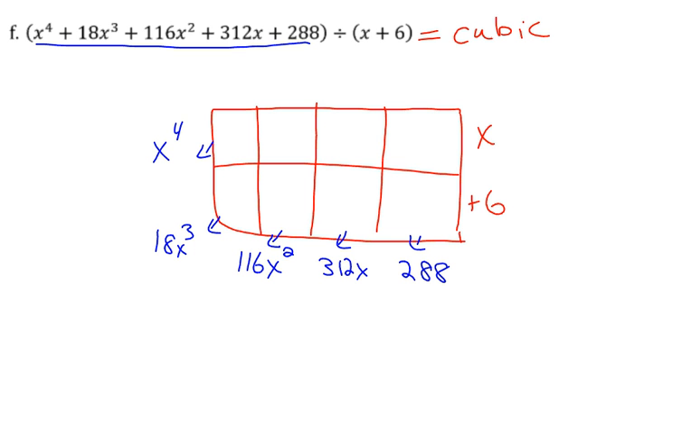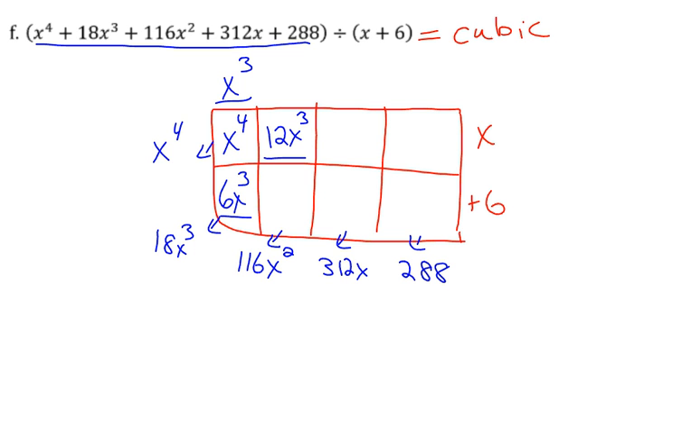So now we ask ourselves, this had to be an x to the 4th, because that's the only thing in that diagonal. What times x gives me x to the 4th? X cubed. Now I can finish filling in that column by saying x cubed times 6 is 6x cubed. But I want 18x cubed from this diagonal when I add those two together. So I have 6x cubed, I want 18, so I need another 12x cubed.